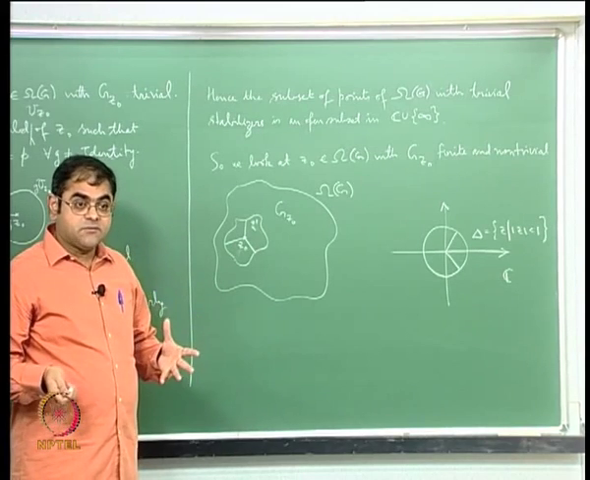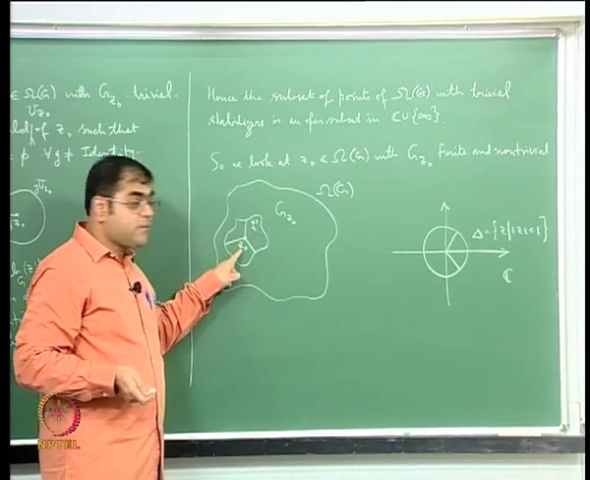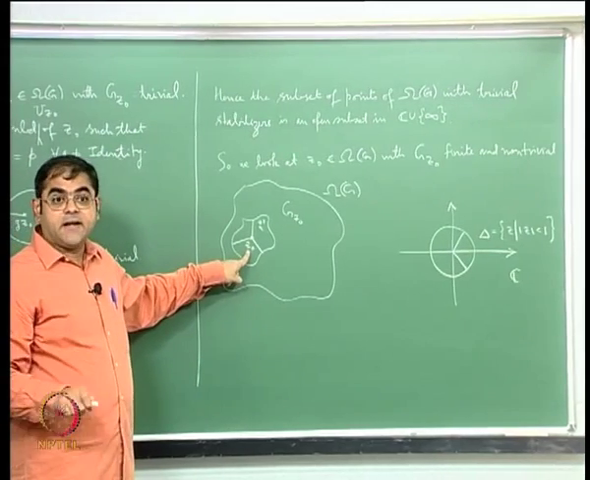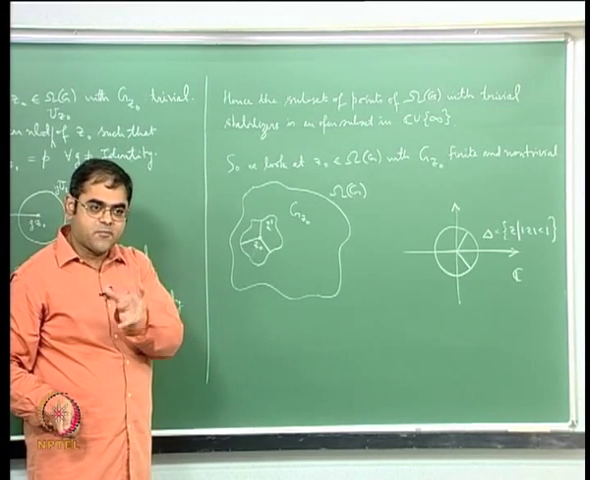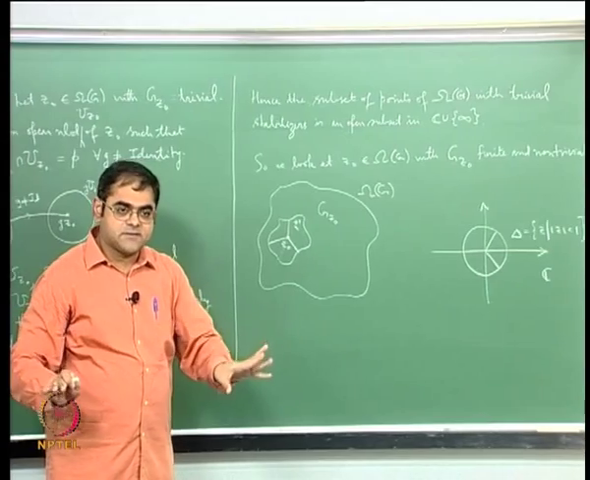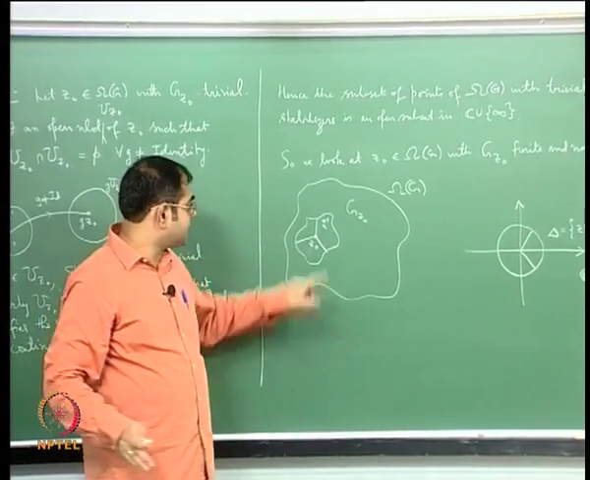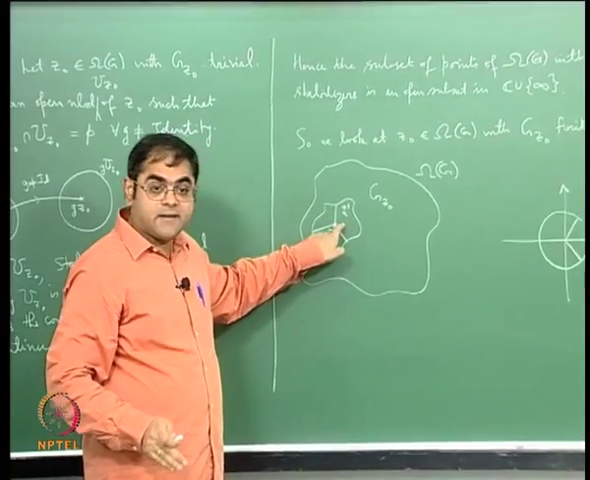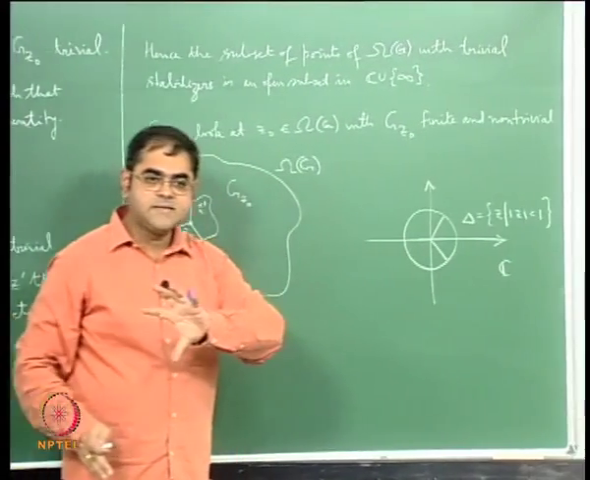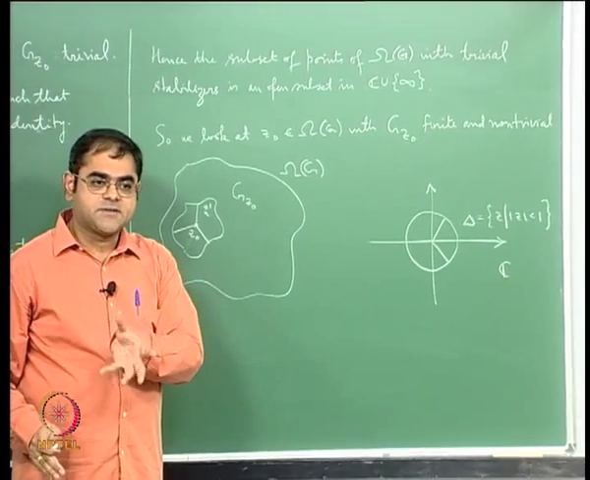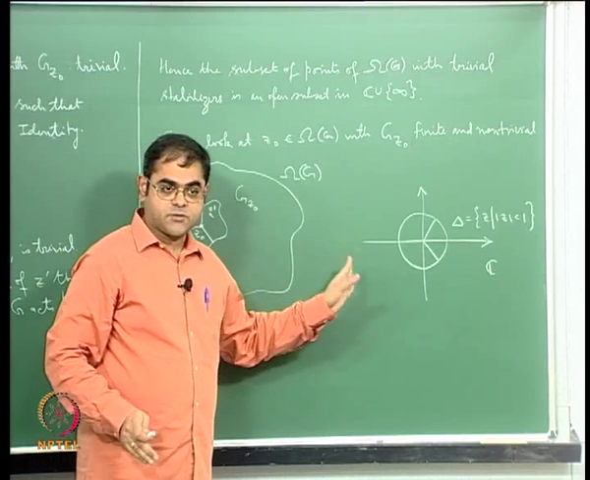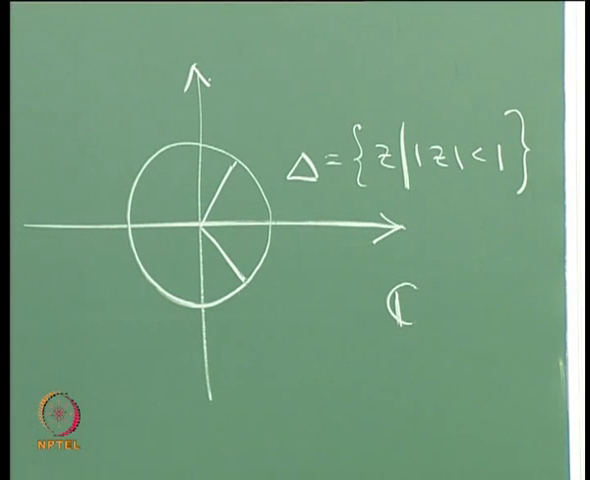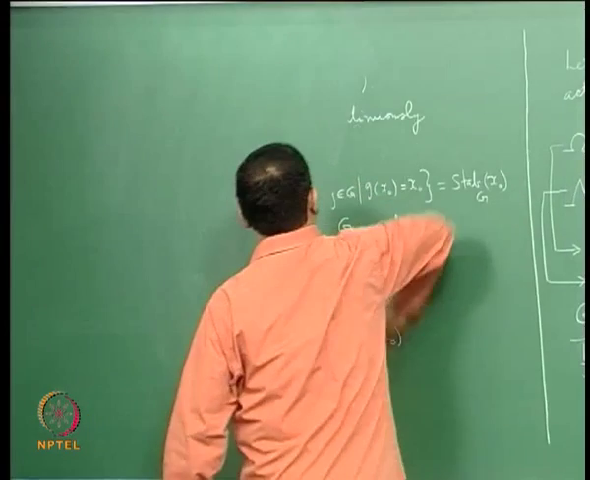So the upshot of this whole discussion is that, give me a point Z naught which has finite non-trivial stabilizer, then I can find a disk-like neighborhood of that point where every other point has trivial stabilizer, and the action of the stabilizer group on that neighborhood will be exactly the action of a finite group of rotations of the unit disk about the origin. So this is the beautiful thing that comes out. So how does one prove that? Let me sketch that.